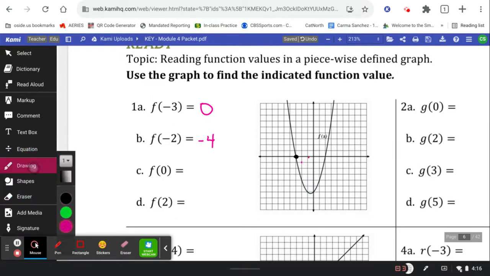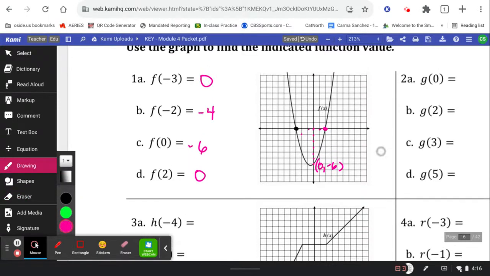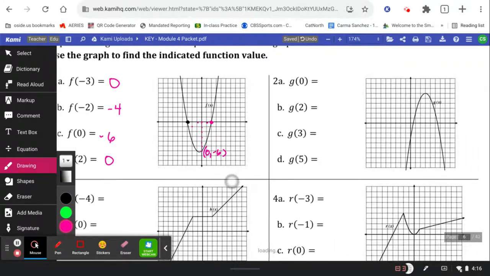0. I'm going to go to 0 and then follow it down to the graph. 1, 2, 3, 4, 5, 6. And then 2 is 0. So given the input, get the output. Now pause the video and you go try a couple, see what happens.